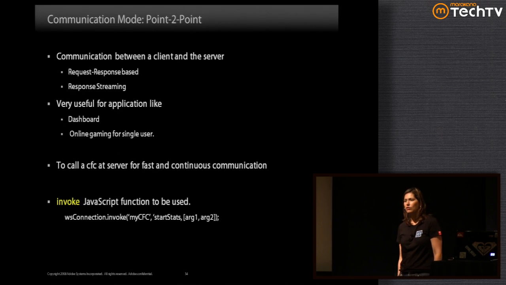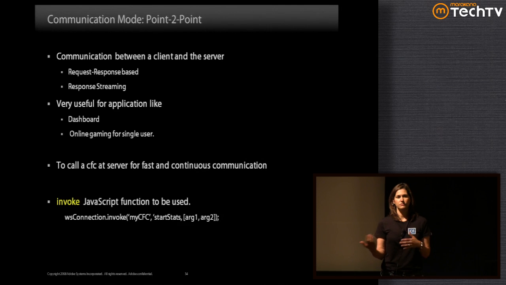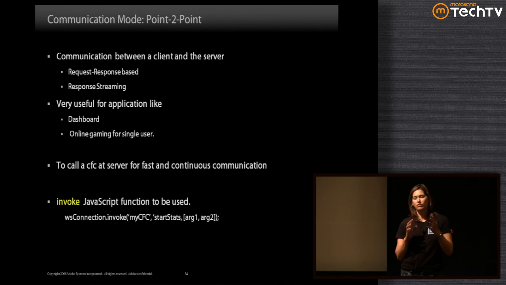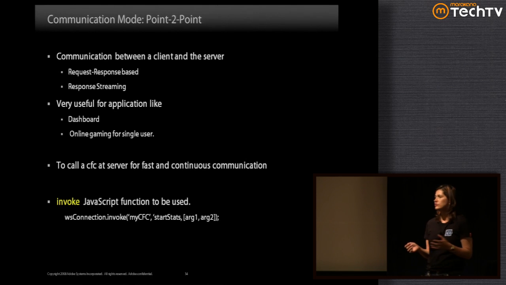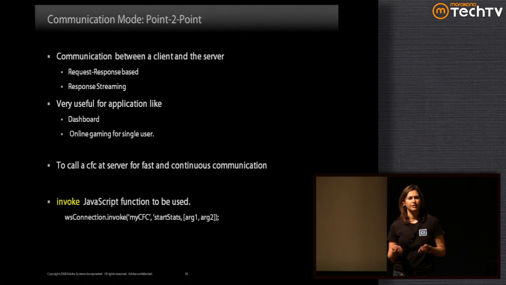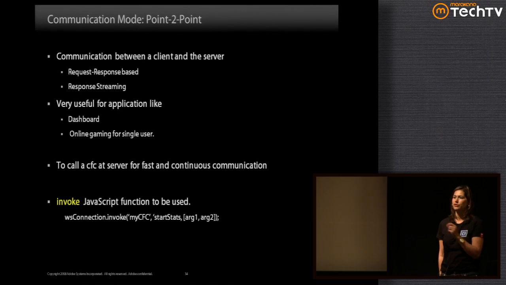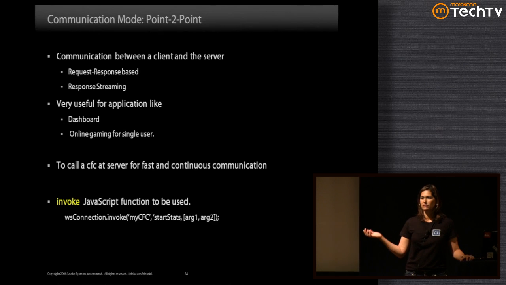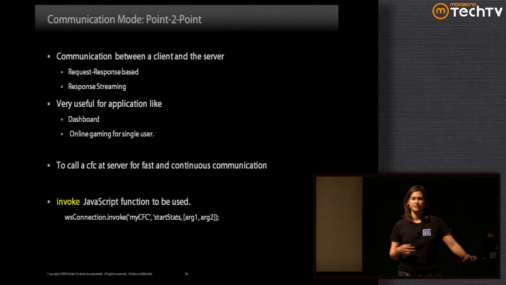Up until now, we've talked about a broadcast type functionality where we're just pushing messages out to clients. But there's also point-to-point, which allows you to have full point-to-point communication between a client and a server. So this is bidirectional, obviously real-time, between a client and server. This would be useful, for example, on a single-player online game or dashboard or something that required point-to-point communication between one client and one server. And basically, you would invoke a ColdFusion function again at the server level to do some conditional processing and then publish that message back to your client.